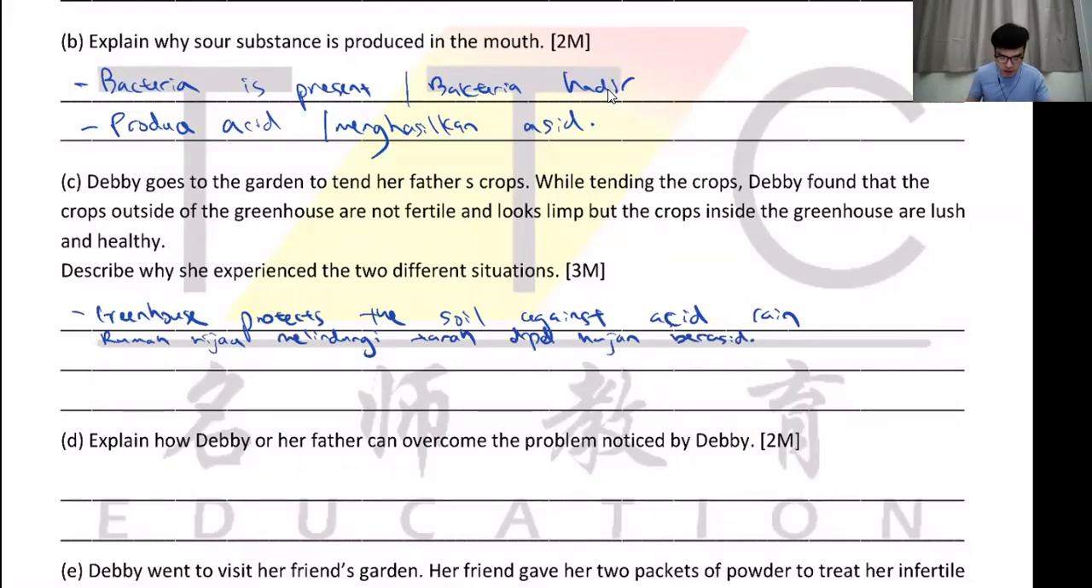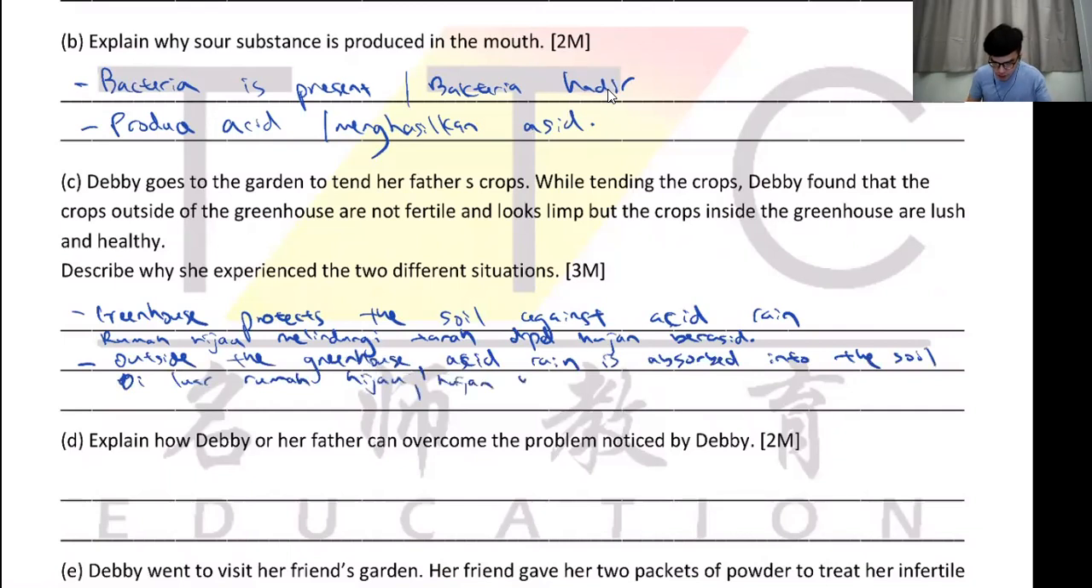Okay, so outside got acid rain. So you can say outside the greenhouse, acid rain is absorbed into the soil. Okay, di luar rumah hijau, hujan berasid diserap oleh tanah. Okay, so soil turns acidic and becomes infertile.